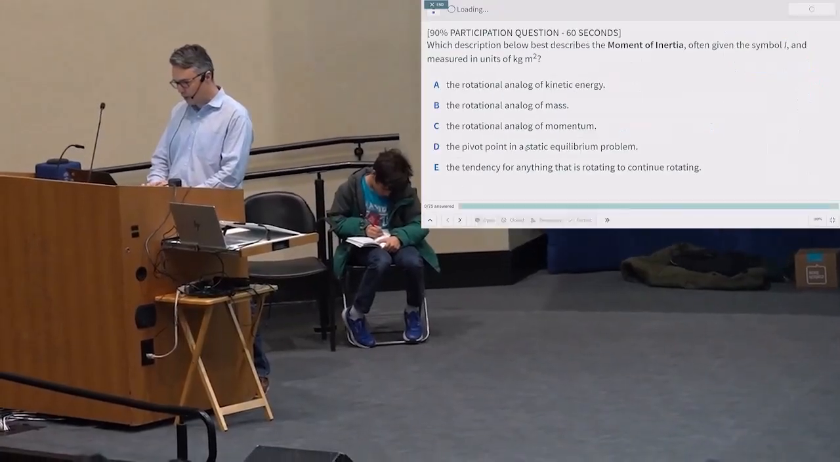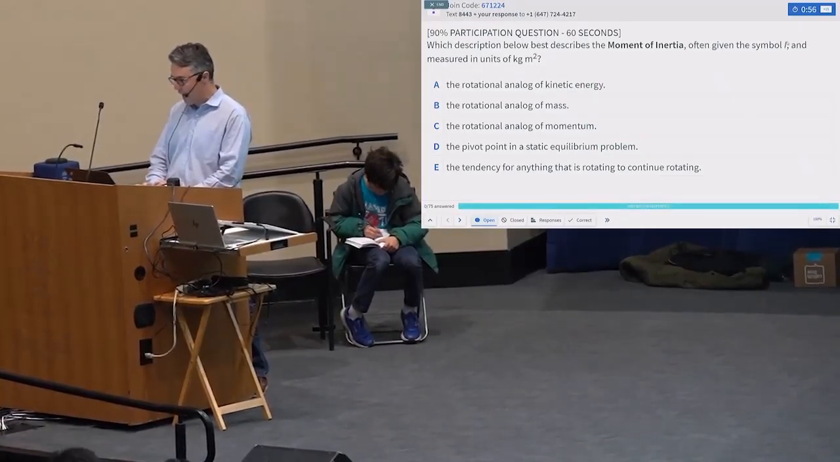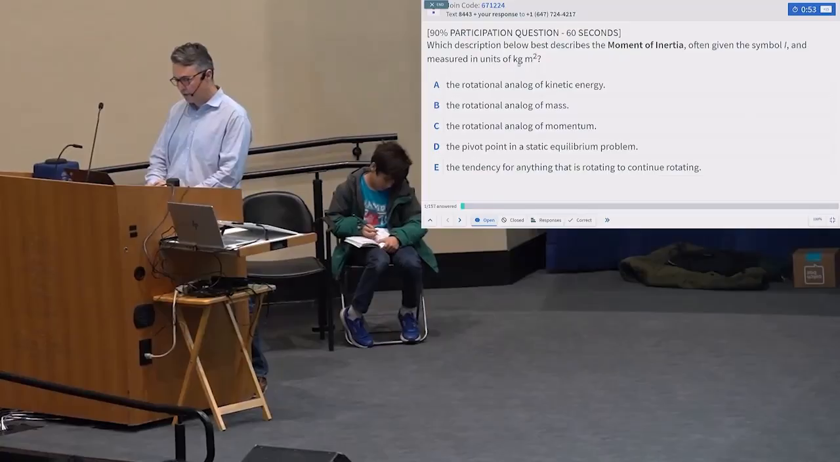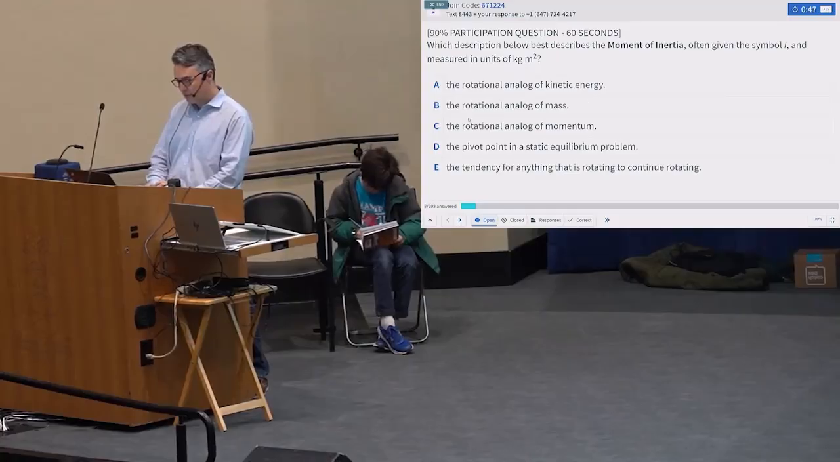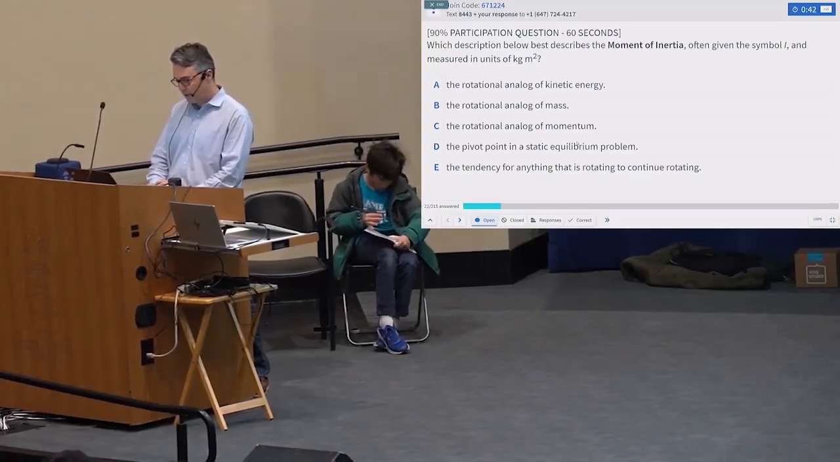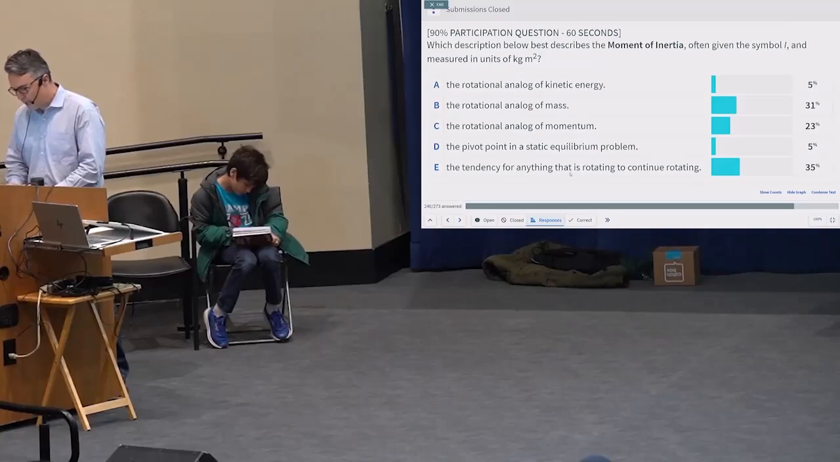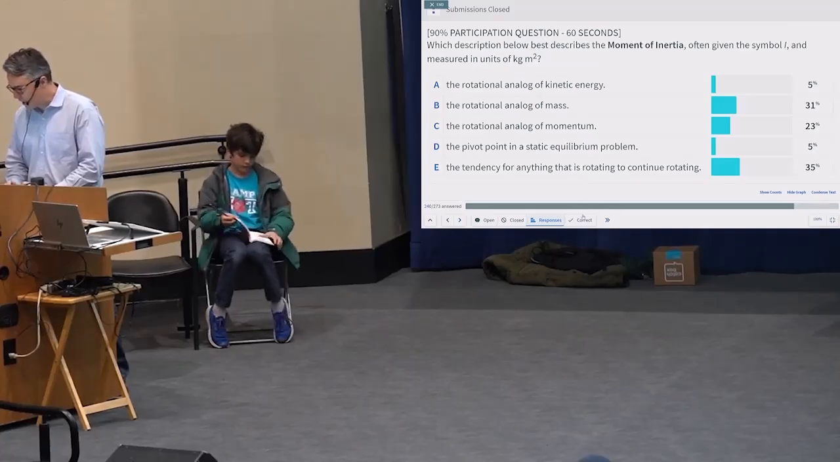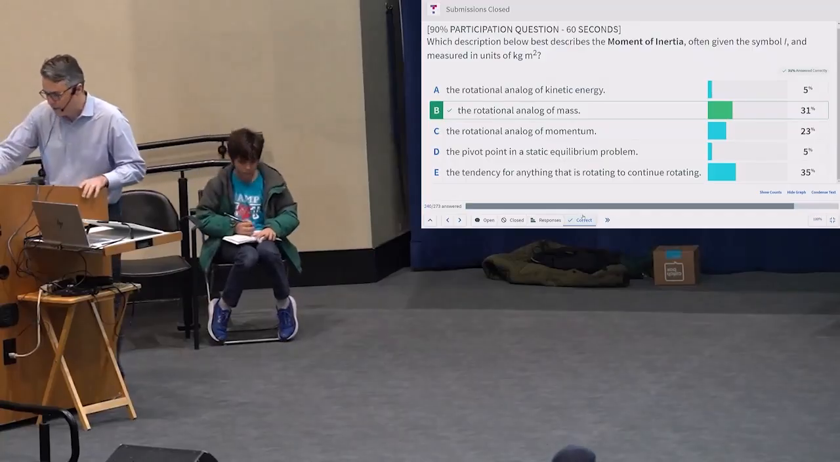Which description below best describes the moment of inertia, often given the symbol I, and measured in units of kilogram meters squared? A, the rotational analog of kinetic energy, B, the rotational analog of mass, C, the rotational analog of momentum, D, the pivot point in a static equilibrium problem, or E, the tendency for anything that is rotating to continue rotating. So the one that I wanted was actually B. I think it's better than any of the other ones there.